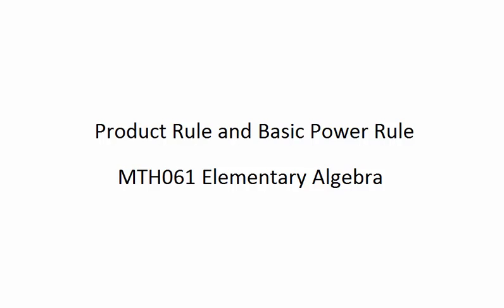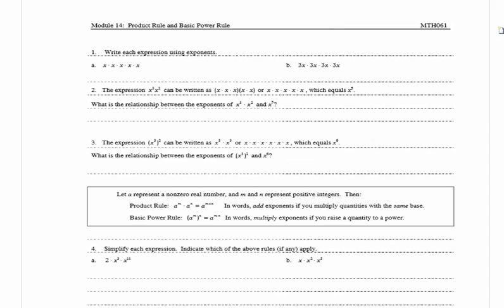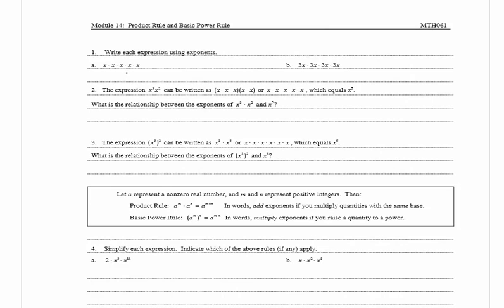In this video, we're going to be looking at the product rule and the basic power rule. In 1, it wants us to write each expression using exponents. In A, we have x times x times x times x times x, and we have 5 factors of x. So we can write this as x to the 5th. X is our base, and 5 is how many factors of that base we had.